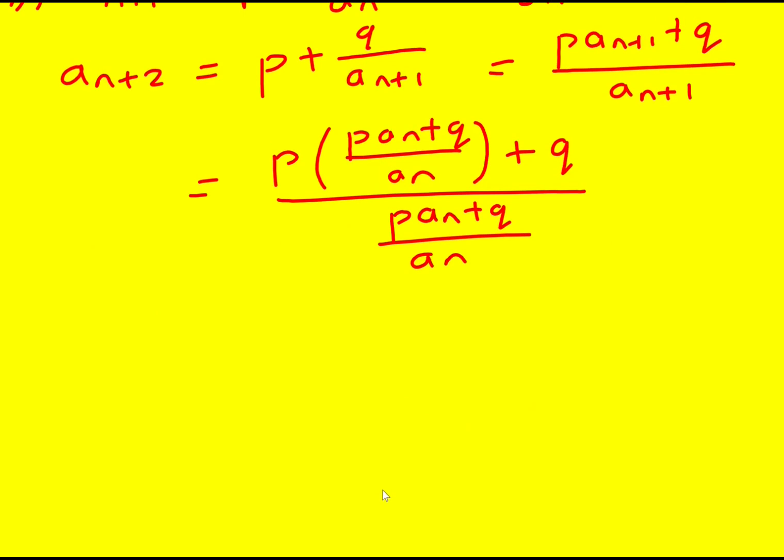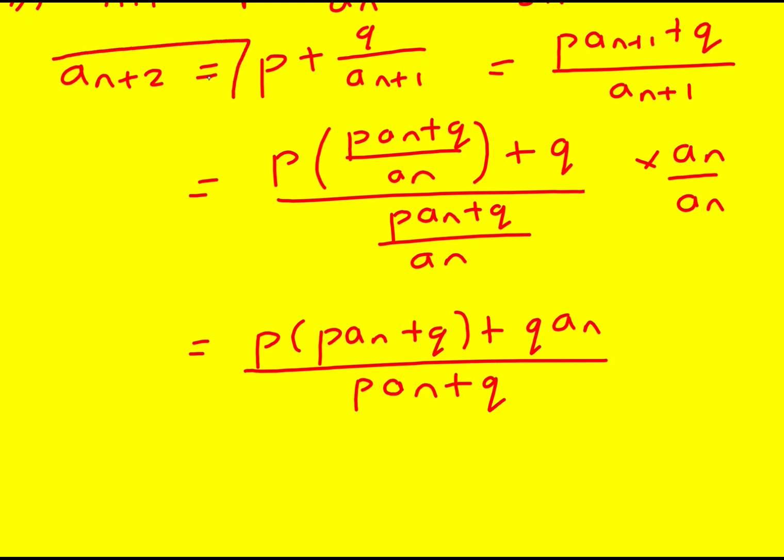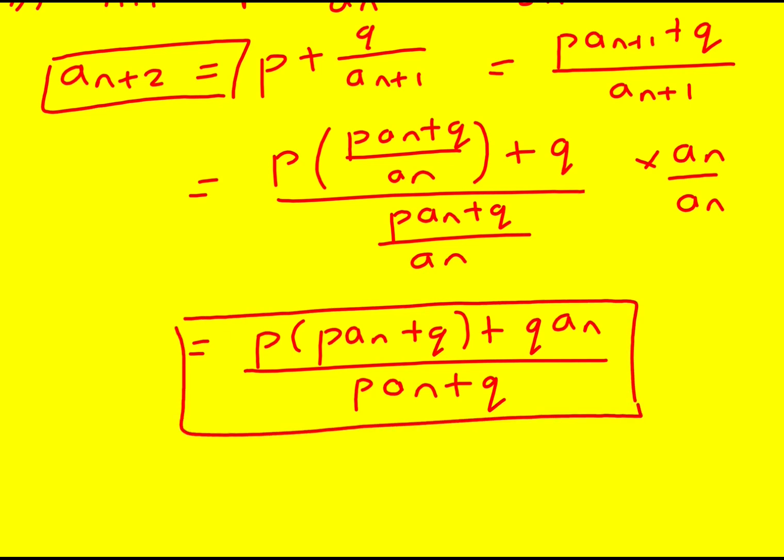And I can times through top and bottom by a_n without changing it. So this will give p a_n plus q plus q a_n all over p a_n plus q. Could expand the bracket. I think I'll leave it like that for the moment, but although that's not the answer to the question, I'm just going to put a box around this because this seems quite useful because it allows me to get from one term to not the next one, but the one after that.